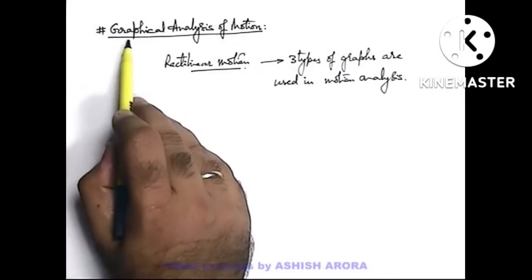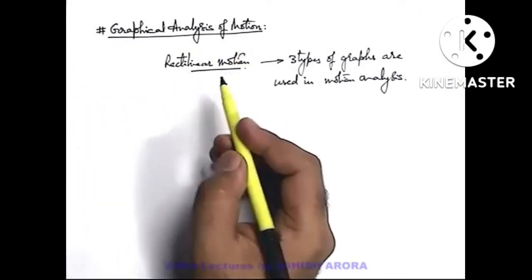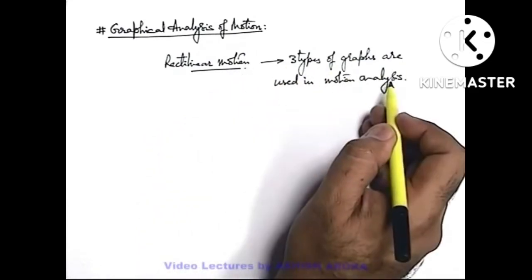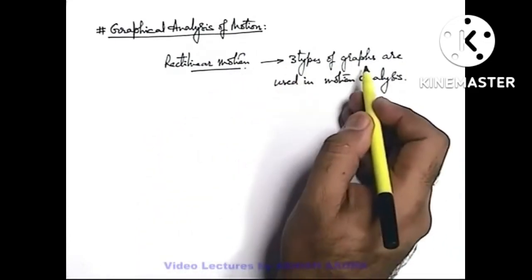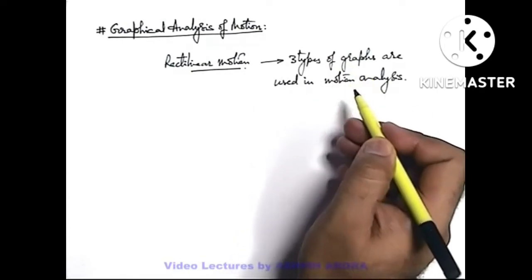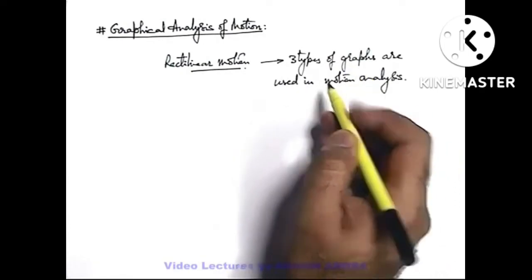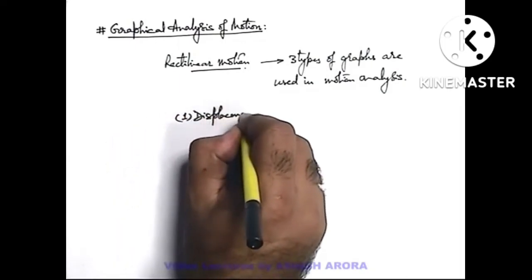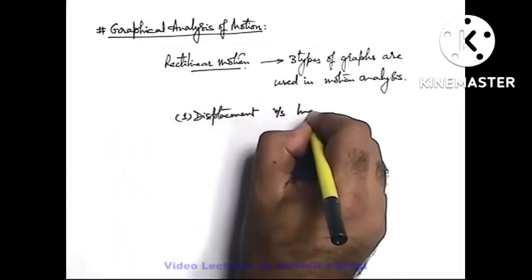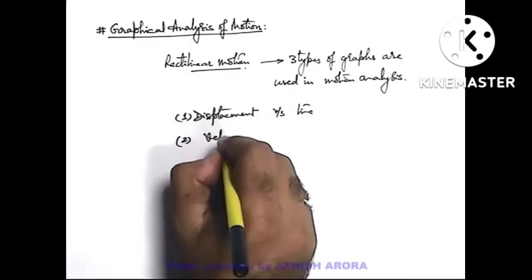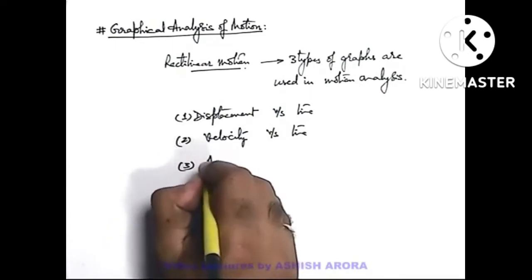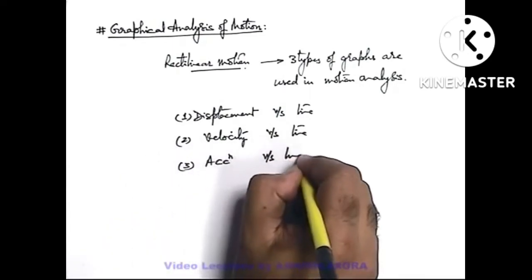Dear students, now we are going to use graphical analysis of motion. As we are studying rectilinear motion, in rectilinear motion 3 types of graphs are used in motion analysis. We'll see that these graphs are quite helpful in solving various kinds of problems of rectilinear motion also. These 3 types of graphs are: displacement versus time graph, the second is velocity versus time graph, and the third is acceleration versus time graph.